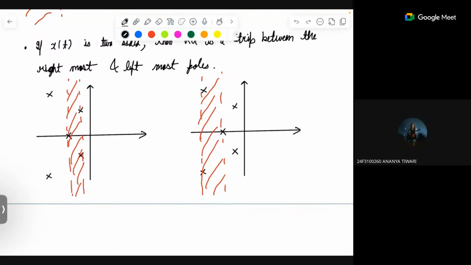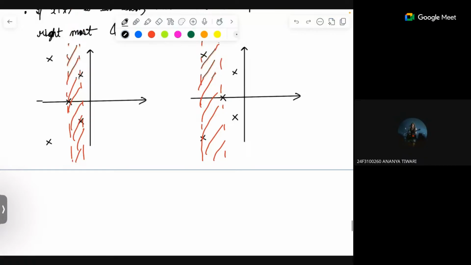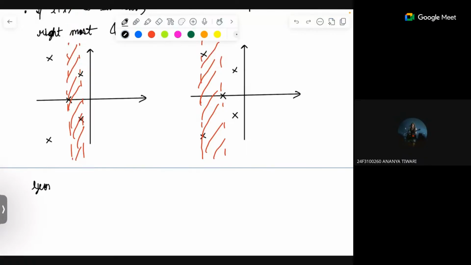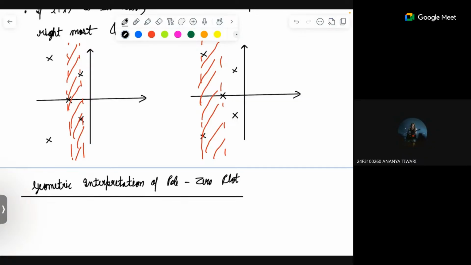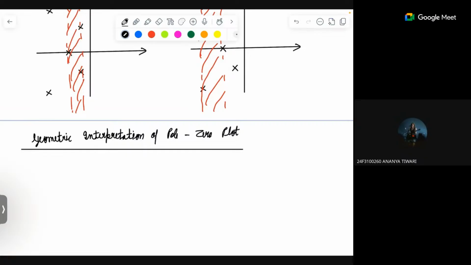Yes, ma'am. Okay, now next is the geometric interpretation of the pole zero plot. This is our next topic. The frequencies which are farther from the pole and closer to the zeros are attenuated.